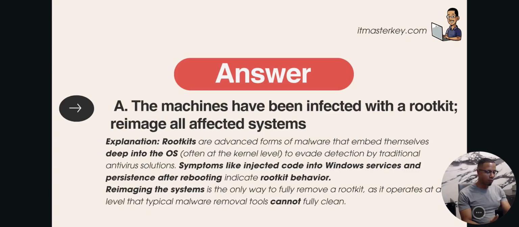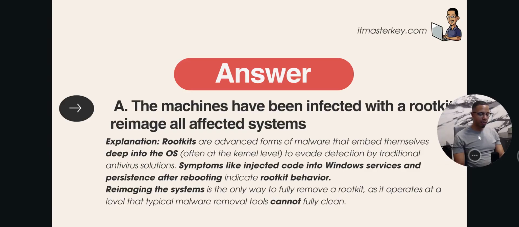All right. So rootkits are advanced forms of malware that embed themselves deep into the OS to evade detection by traditional antivirus solutions. Symptoms like injected code into Windows services and persistence after rebooting indicate rootkit behavior. Reimaging the systems is the only way to fully remove a rootkit, as it operates at a level that typical malware removal tools cannot fully clean.